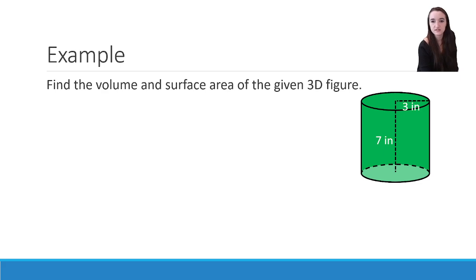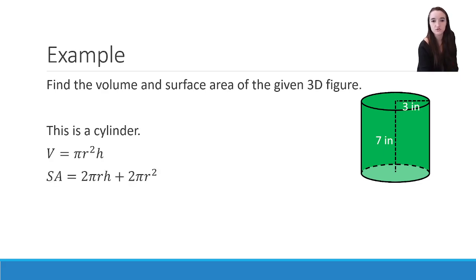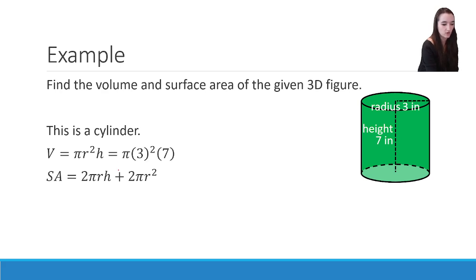Next, let's try this with a cylinder. So in this case, we have the volume of a cylinder is pi r squared h. The surface area is 2 pi r h plus 2 pi r squared. Then we want to identify which is the radius and which is the height. So the radius is, of course, the part of the circle from the center to one of the sides. So that is our 3 inches. And the height is the height of the cylinder. So that gives us radius 3, height 7, which we can then plug into our equations.